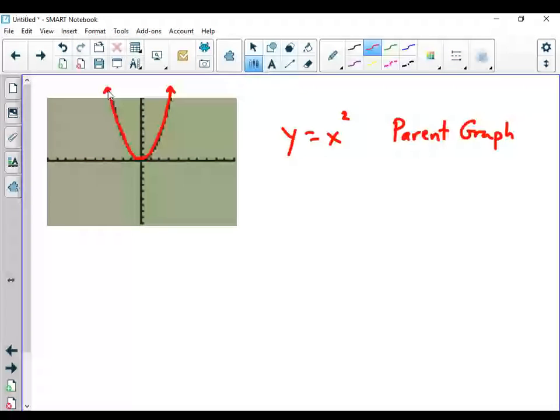All right, well, with that parent graph, there's some key pieces that we want to pay attention to. What's probably the most important point on a parabola? Yeah, the vertex. Where's it at right now? 0, 0. Okay, so we're going to pay attention to where the vertex is located when we look at different parabolas. For a parent graph, that's going to be at the origin. It's going to be at 0, 0.